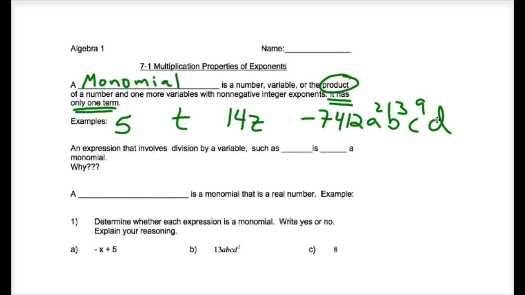Hold on, I'm going to get to that. Negative 7,412 a squared b cubed c to the 9th power d is a monomial. You would never have to do anything with that. You just know that it's a monomial.